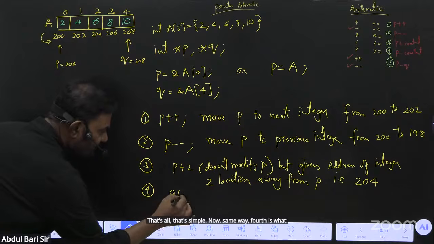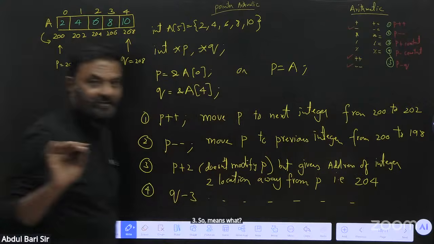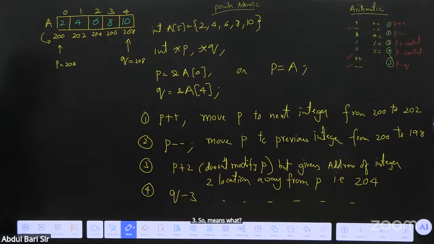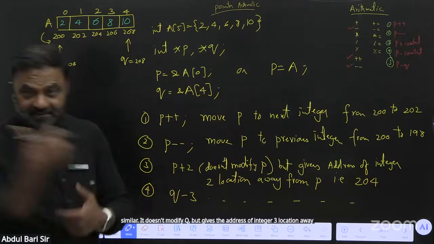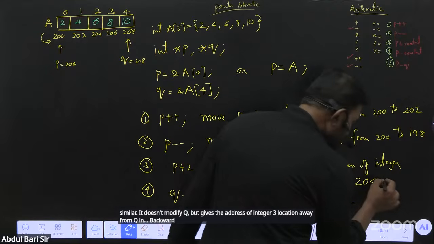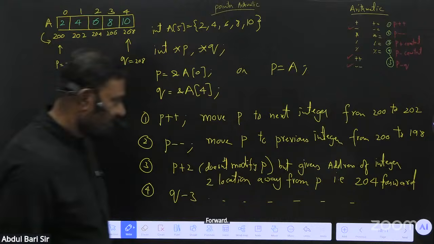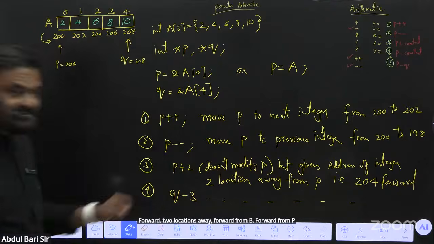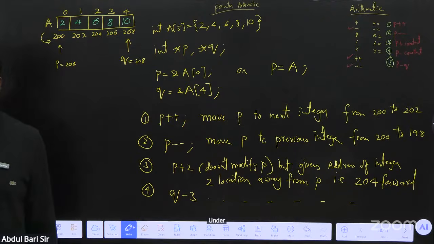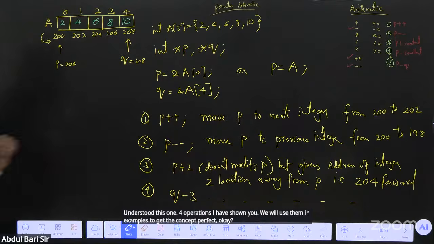Now, same way, fourth is what? You can say Q minus 3. So what does it mean? Similar. It doesn't modify Q, but gives the address of the integer 3 locations away from Q in the backward direction. P plus 2 is 2 locations away, forward from P, and this is backward. Understood this one? Four operations I have shown you. We will use them in examples to get the concept perfect. Now, the last operation is pending.